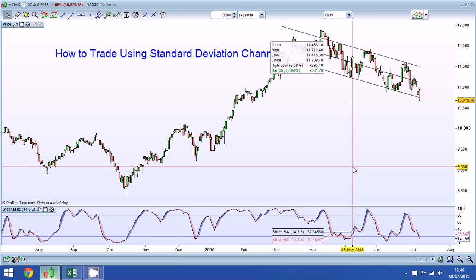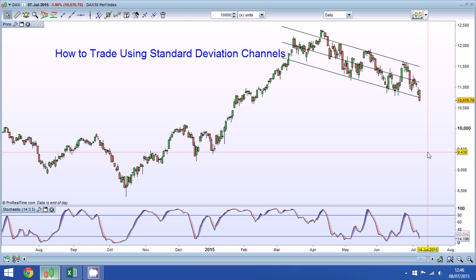If the channels are pointing upwards, trade long. If the channels are pointing downwards, trade short. Now we want something a little bit more precise to help time our trade entries, so I've chosen the stochastic oscillator.